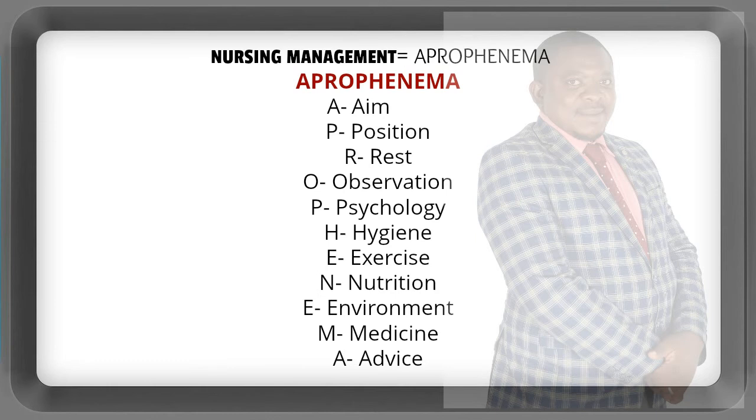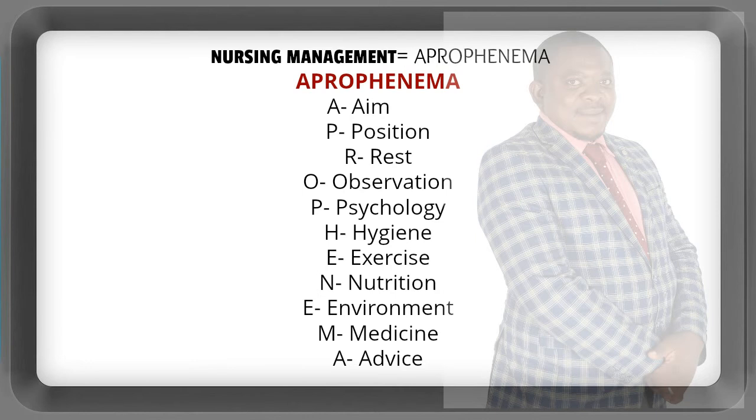Then A is for advice. Okay, A is for advice. So on advice, you give what we call information, education, and communication. Okay, so that is the thing there. So that is on the A, advice. So you give what we call information, education, and communication.